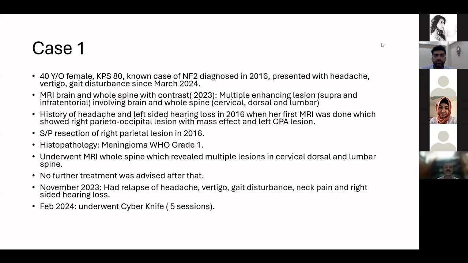She has history of headache and left-sided weakness, left-sided hearing loss in 2016 when her first MRI was done, which showed right parieto-occipital lesion with mass effect and left CP angle lesion. She underwent resection of right parietal lesion in 2016, which was low-grade meningioma, grade 1 meningioma. She underwent whole spine MRI, which revealed multiple lesions in cervical and dorsal spine. No further treatment was advised after that.